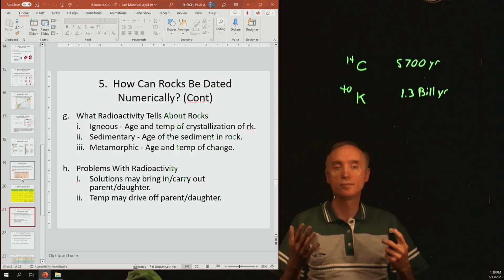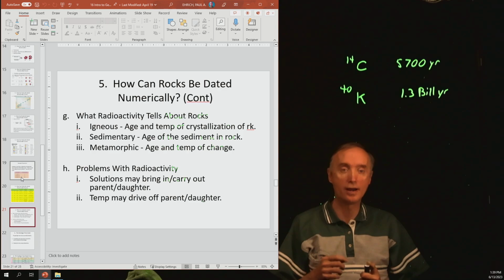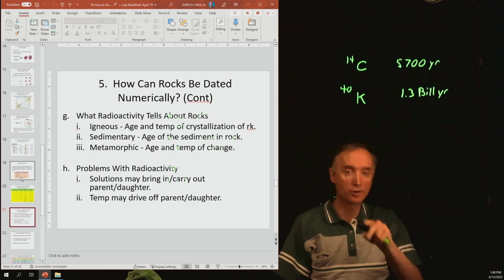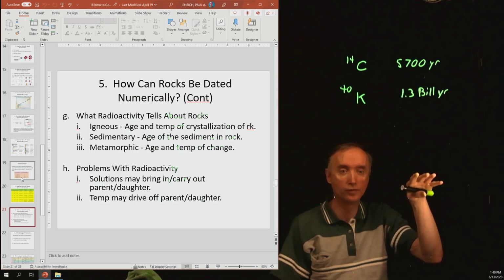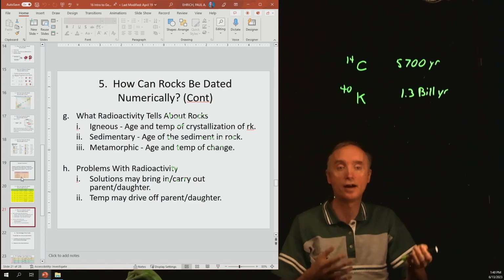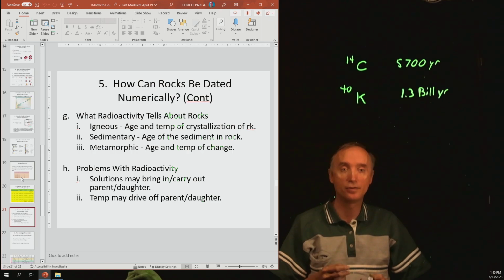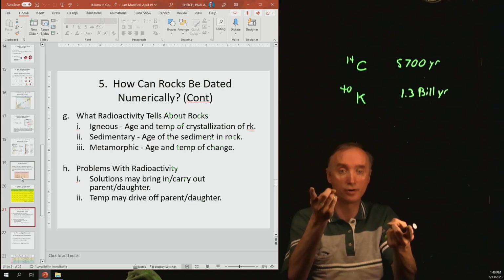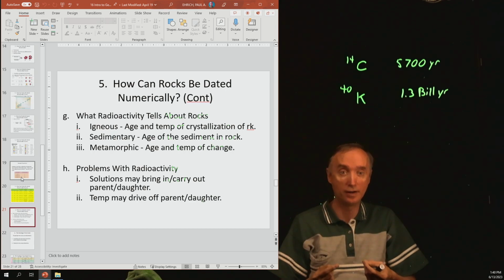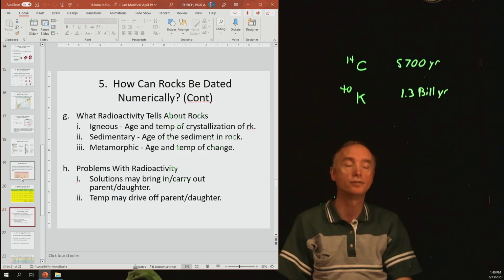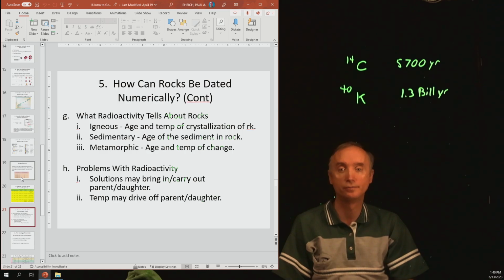So what are some problems with using radioactivity to date rocks? One of the problems is water. Water, when it goes through igneous and metamorphic and sedimentary rocks, can carry stuff in and it can carry stuff out. And that would upset the percentages of the parent to the daughter materials in there. And if those have different percentages, that could alter our perception of how old that particular rock is.